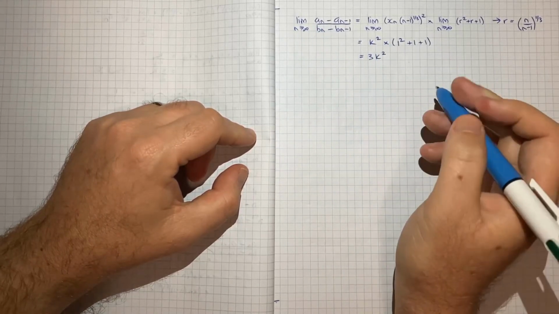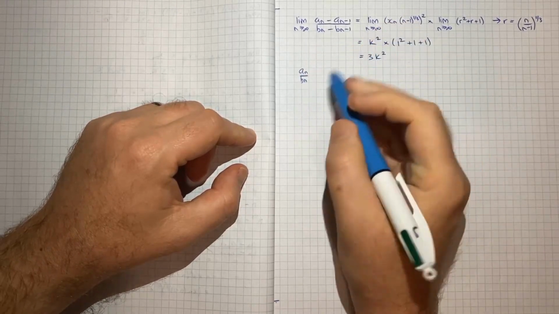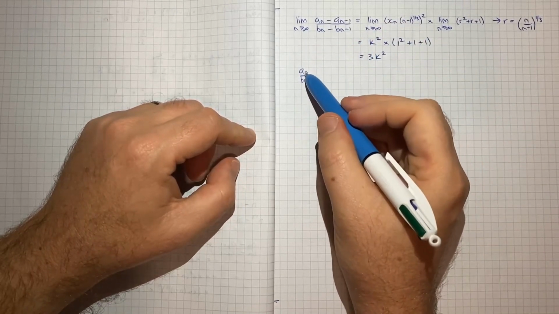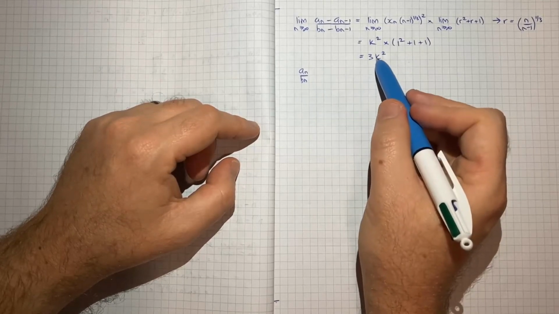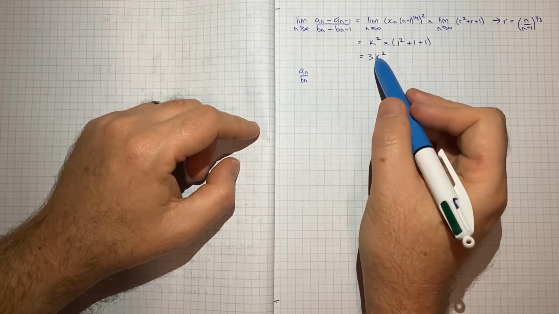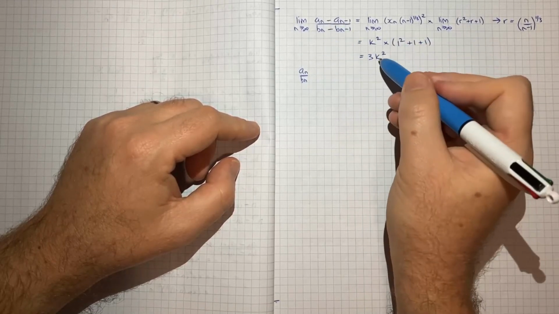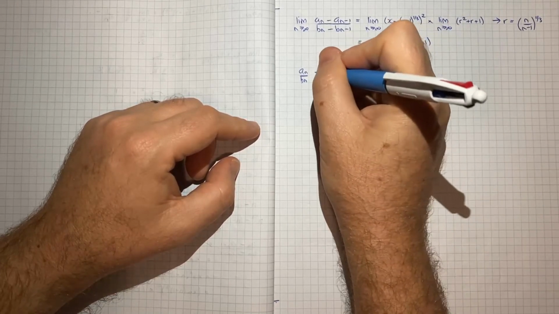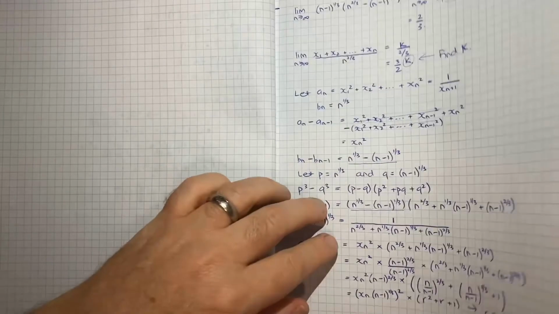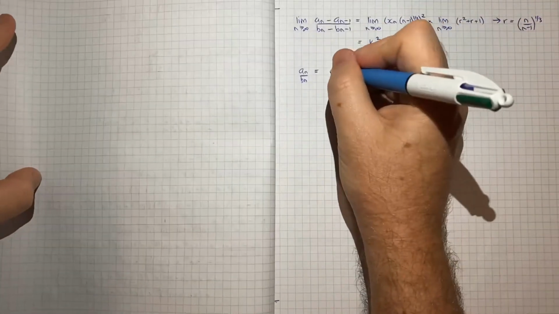Now what we can focus on is just a_n on b_n. Because if we can get that simplified such that its limit is also in the form of k, then we can set them equal under Stolz-Cesaro and hopefully solve for k. So in our case, a_n on b_n, you may remember a_n can be thought of as 1 on x_n plus 1.